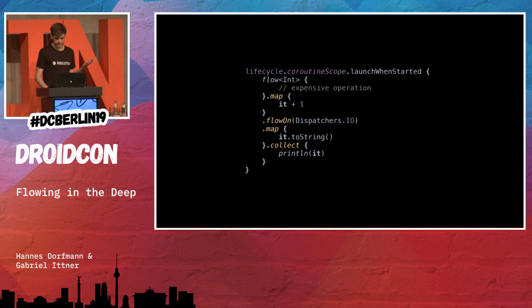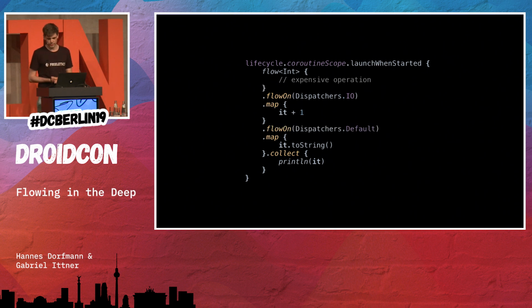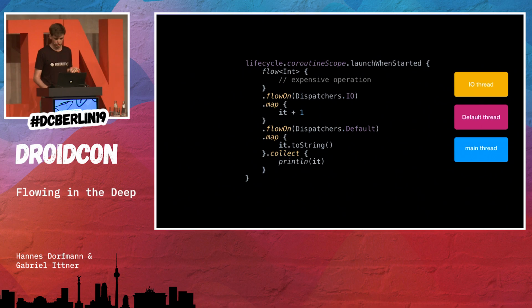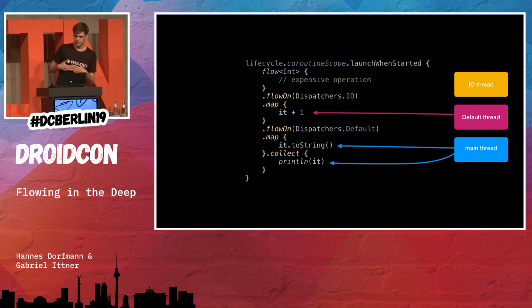Then if we take the example again and just add another flow on to make it a bit more interesting and have 3 different contexts, now we have default below the first map and I/O for the flow on. So that's what it will actually do. The lower map will still be called on the main thread as well as the print. The upper map will be called on the default context, and the expensive operation still on the I/O thread.